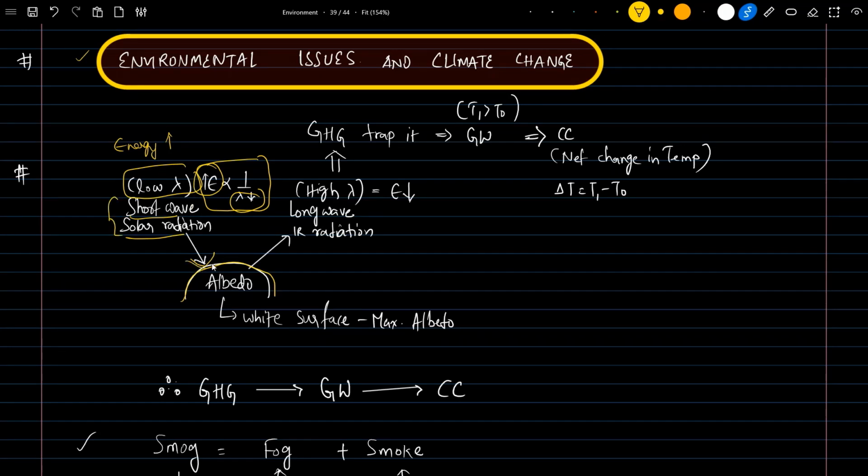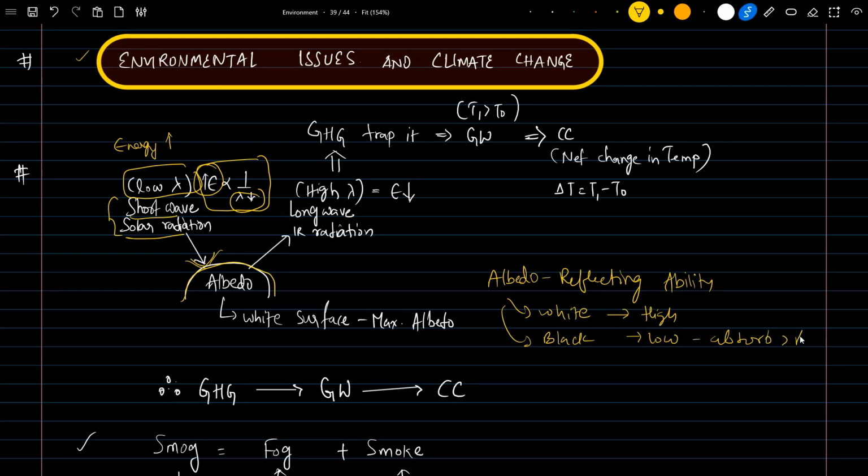Whenever it reaches the Earth through the atmosphere at the surface, albedo happens. So what does albedo mean? Albedo is simply the reflecting capacity, the reflecting ability. For example, if there is a white surface, it has high albedo. If there is a black surface, it has low albedo, meaning it absorbs more rather than reflecting, while a white surface reflects more rather than absorbing.